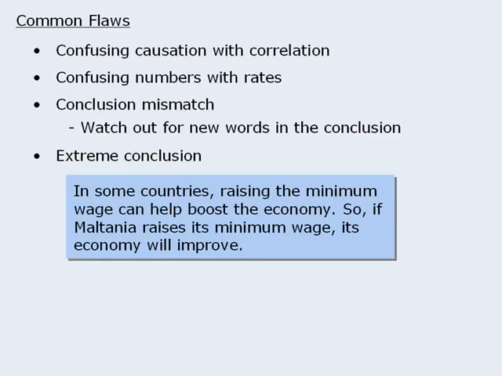Here we are told that in some, but not all, countries, raising the minimum wage can help the economy. Now, while this evidence is somewhat uncertain, the conclusion says that the economy will improve. Given such weak evidence, this conclusion is far too strong, so watch out for this.